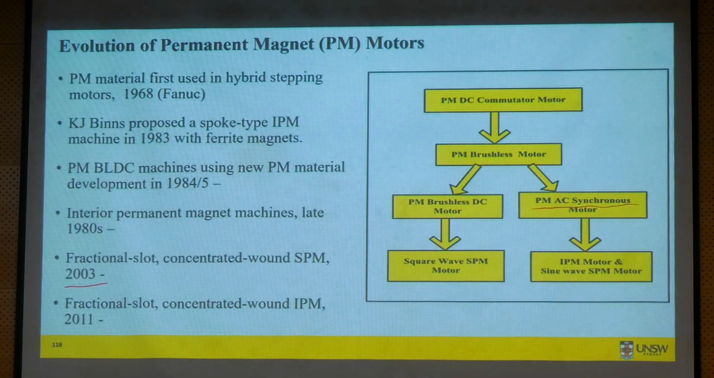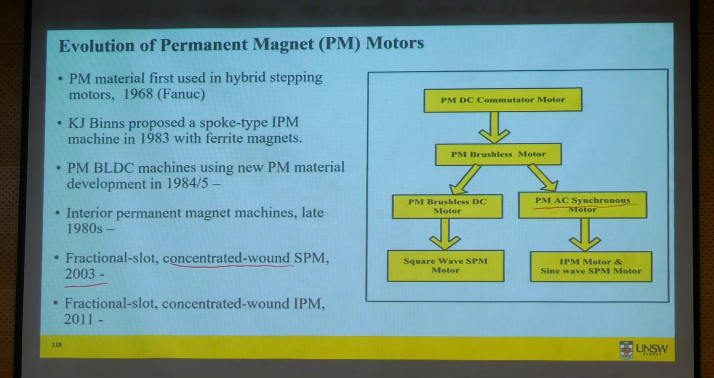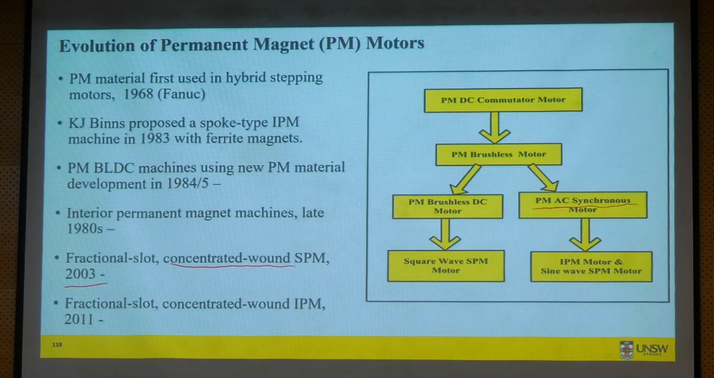this is in 2003, the concentrated winding concept, even for the PM synchronous machine, came about. And why did that concentrated winding concept come? They wanted to get flux weakening or constant power speed range also in the SPM. So in the SPM, there was no constant power speed range previously. If you have distributed winding, there is no reluctance torque. You cannot do flux weakening basically.